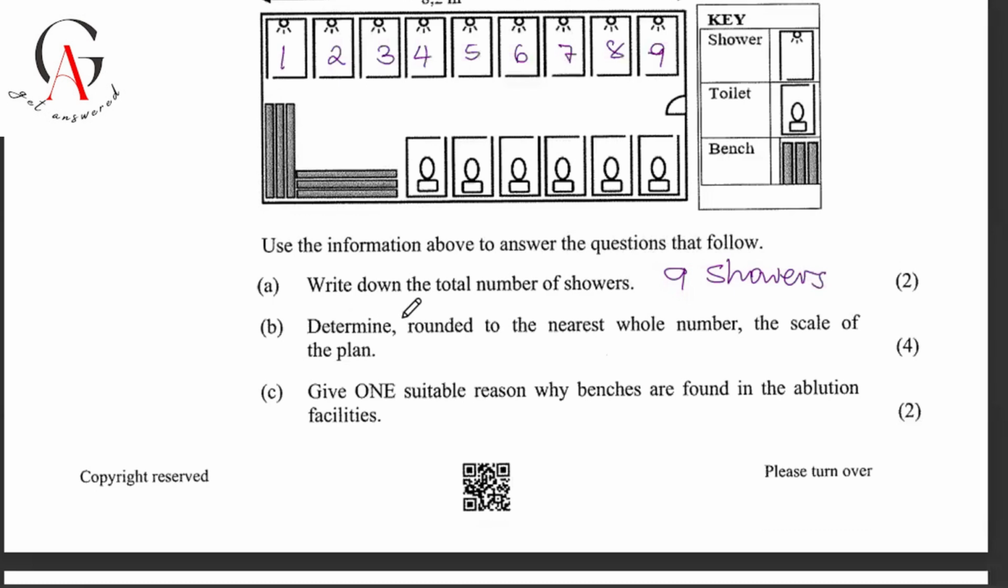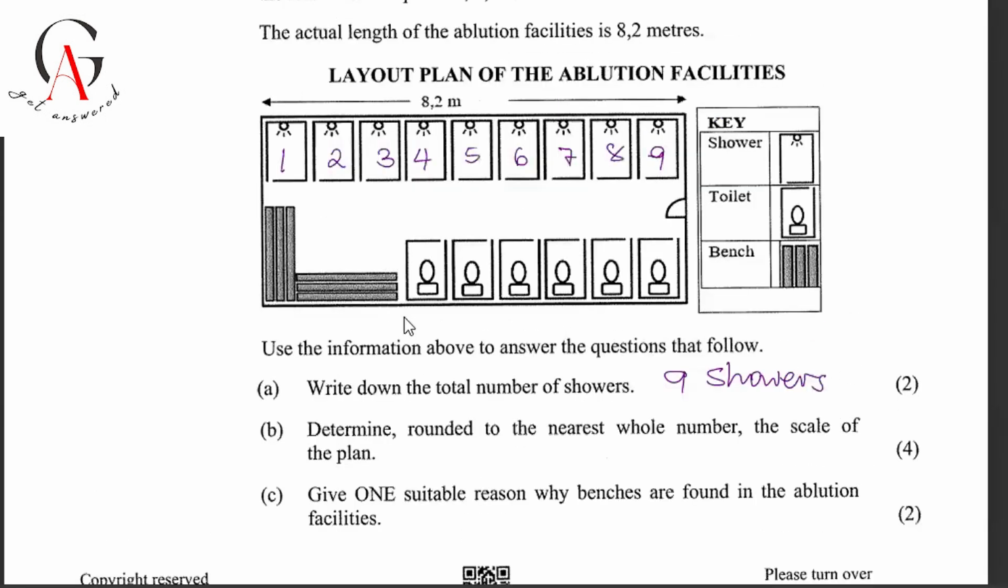Determine, round it to the nearest whole number, the scale of the plan. Now, here you had to use your ruler. Why do we need the ruler? Because the scale is supposed to be left to right, which is on paper versus actual measurement. You already have the actual measurement, which is 8.2 meters. So you had to measure from here up using your ruler. For me, when I put my ruler here on the computer, I get 90 millimeters. That means 90 millimeters are equivalent to 8.2.